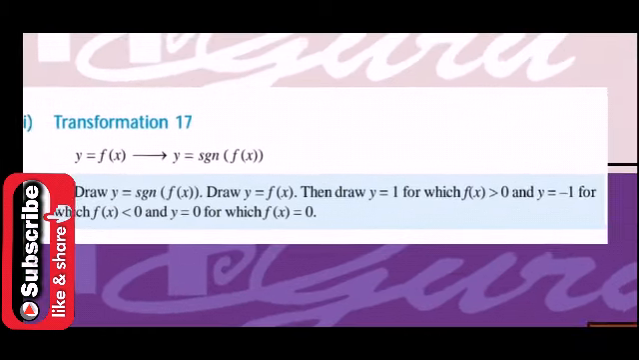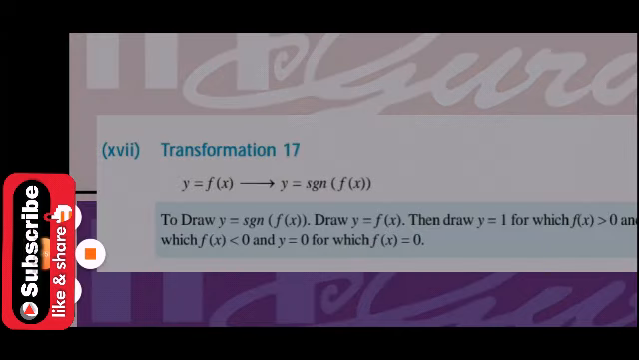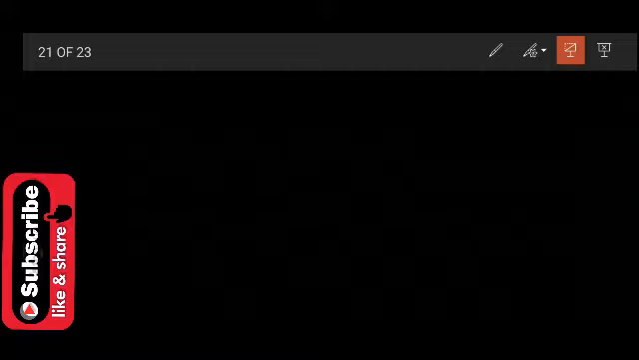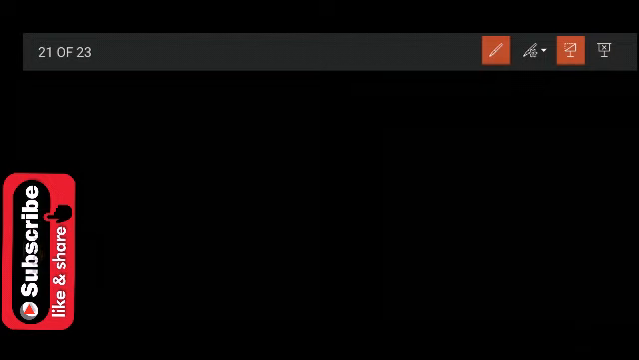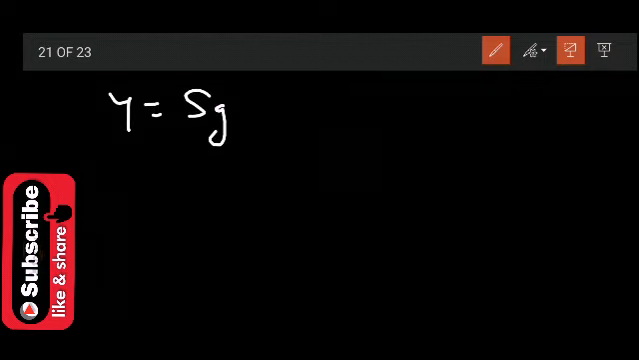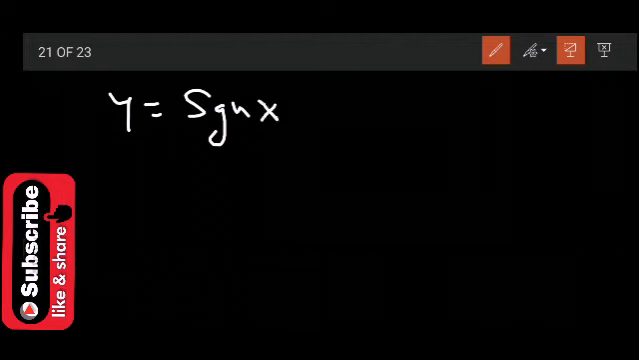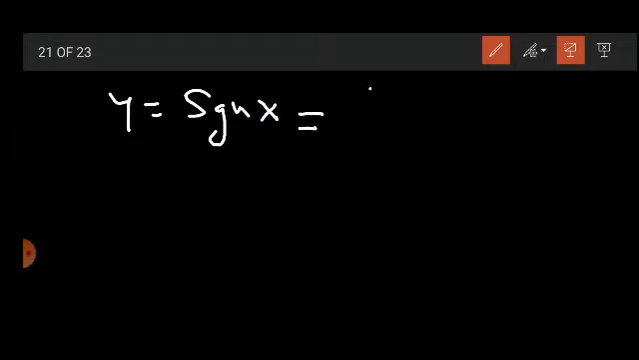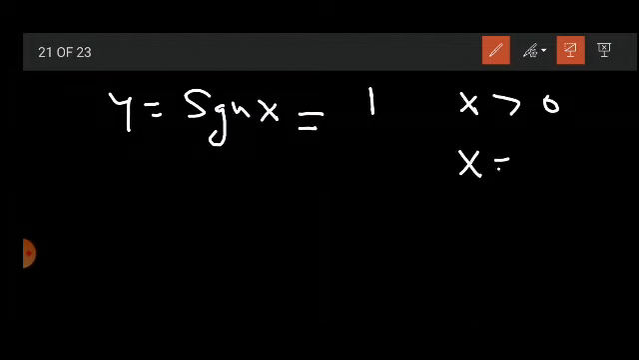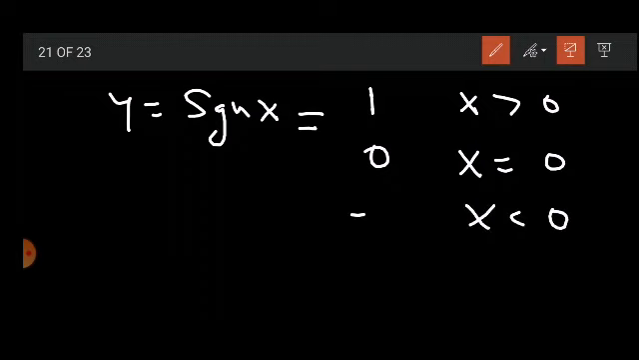How to draw the signum function? Before this I want to clarify what the signum function is. First of all, the definition of the signum function. You see, the signum function is a favorite of IIT JEE. So we say y equal to sgn of x. Sgn is the short form, and we pronounce it signum function. Signum of x is equal to 1 if x is greater than 0, equal to 0 if x is 0, and if x is less than 0, the value attains minus 1.